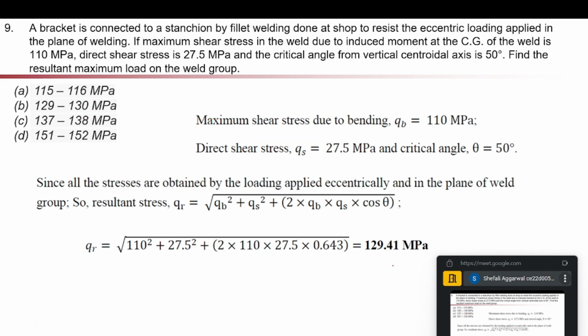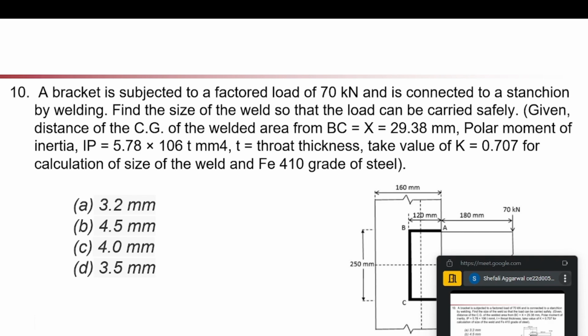So it is coming as 129.41 megapascal, which is in the range 129 to 130 megapascal. Okay. So this is the last question for today.